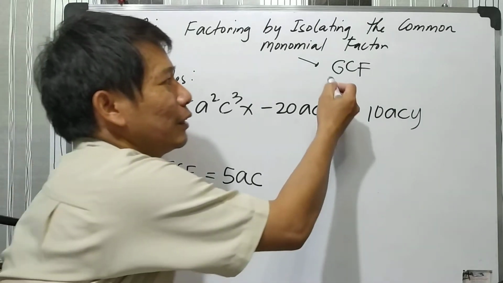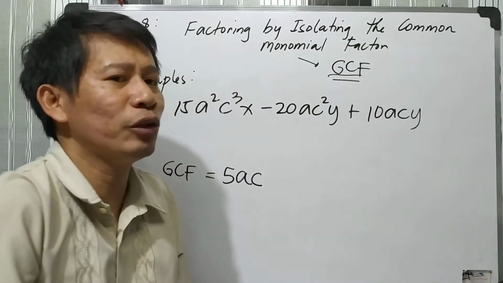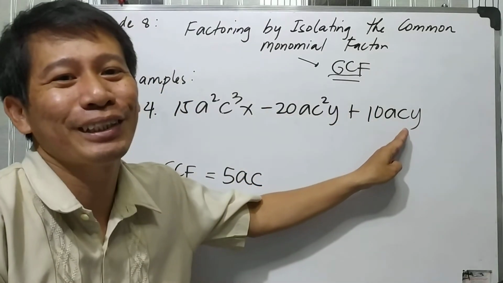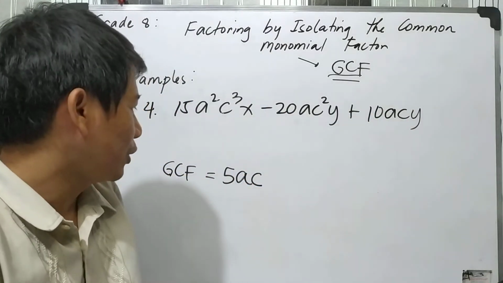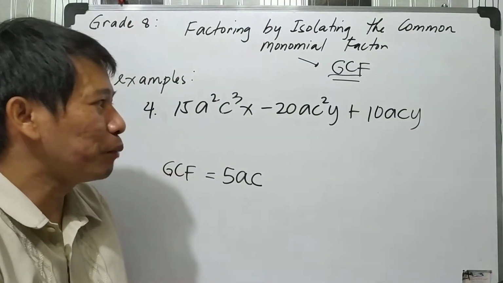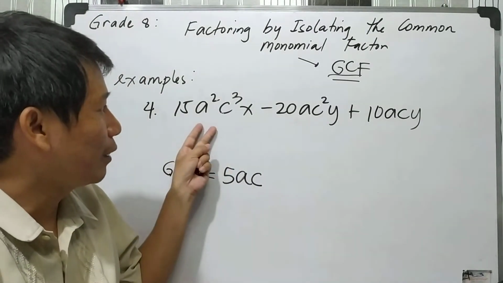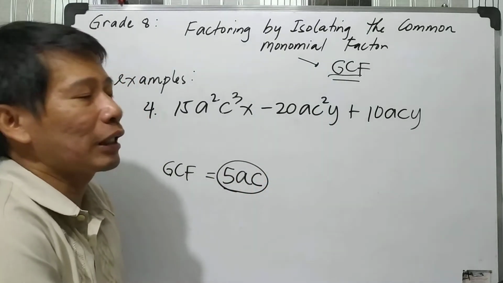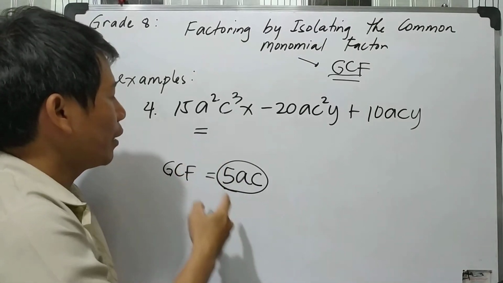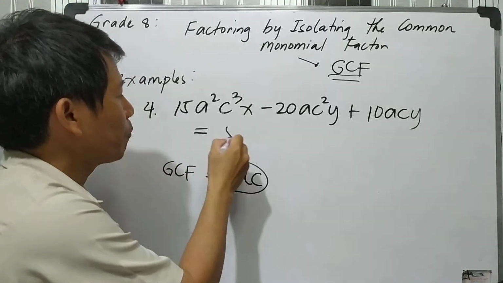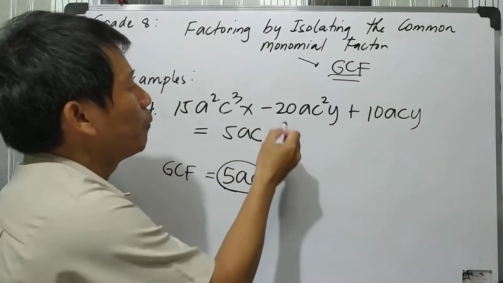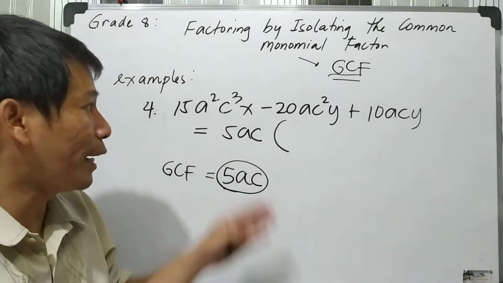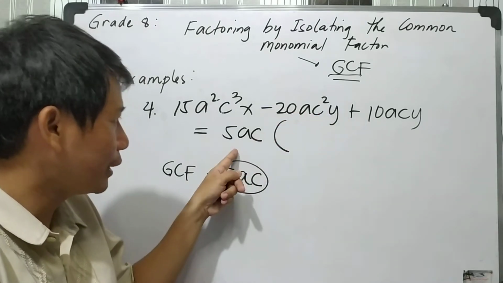Kaya nga, pag sinabi natin GCF, common monomial factor, it should be common to all the terms. Right? Okay? So, in other words, ang pinaka-GCF lang natin nitong trinomial natin is 5ac. We will write this now as one of the factors. Sulat na natin, 5ac. Now, to get the other factor, anong gagawin natin? We will divide each term by the GCF.